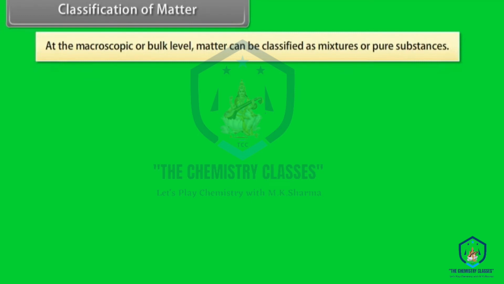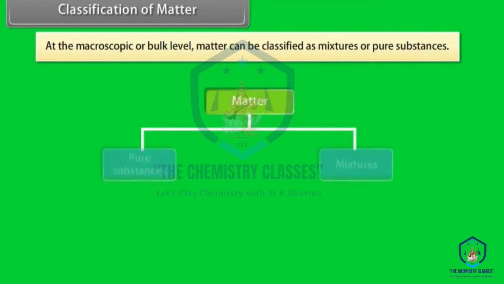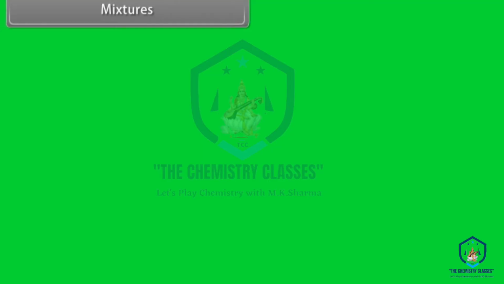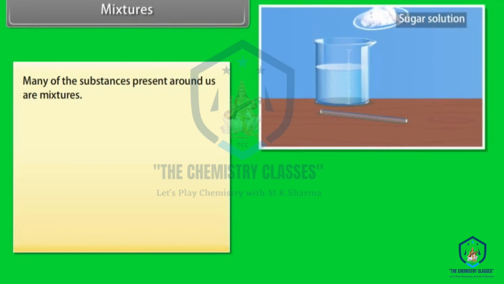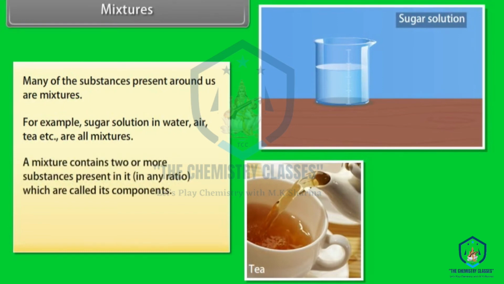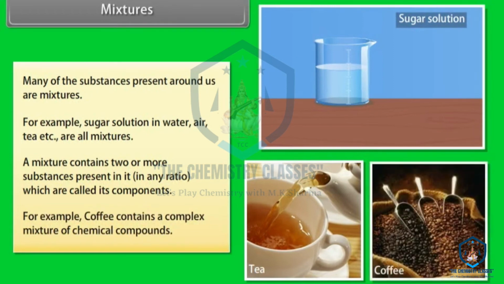Classification of matter. At the macroscopic or bulk level, matter can be classified as mixtures or pure substances. Mixtures. Many of the substances present around us are mixtures. For example, sugar solution in water, air, tea, etc. are all mixtures. A mixture contains 2 or more substances present in it in any ratio which are called its components. For example, coffee contains a complex mixture of chemical compounds.